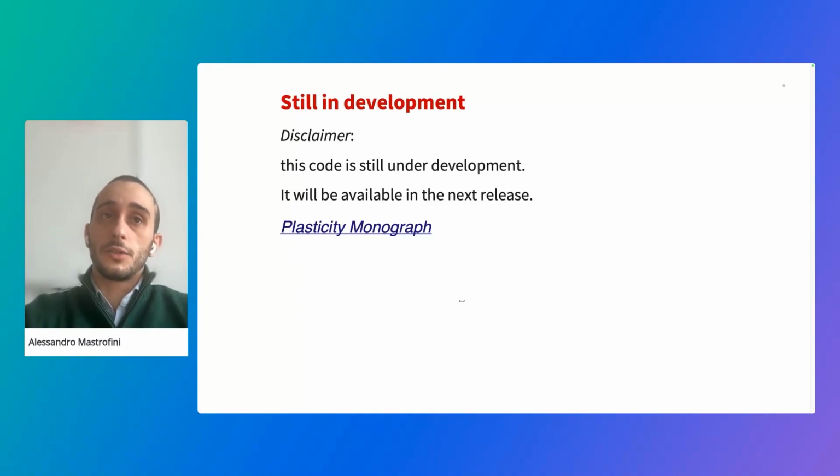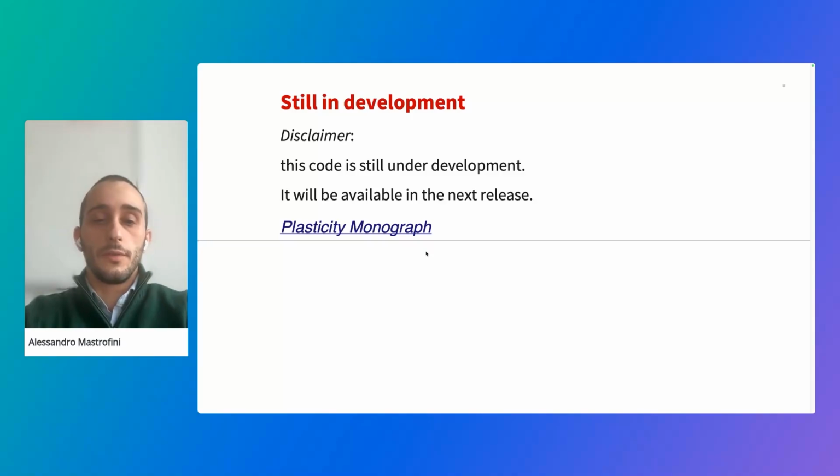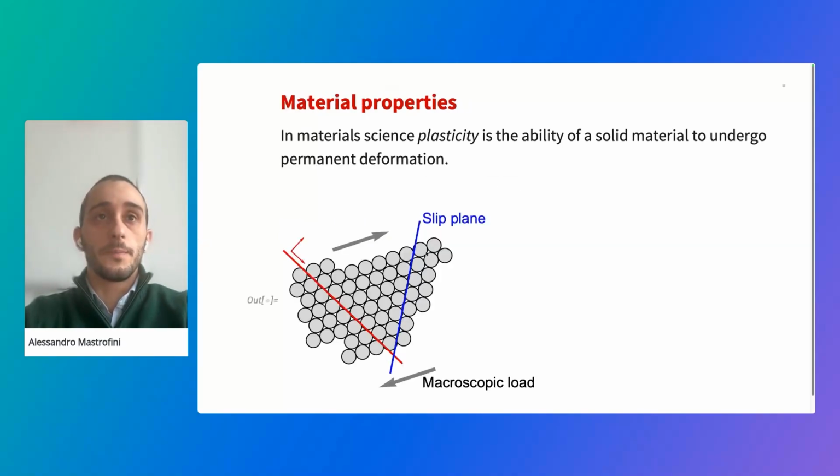As I mentioned before, this is a completely new feature, as well as the monograph, which will be all available in the new version 15. Plasticity is the ability of the material to undergo permanent deformation. This comes from microscopic sliding of the material, thinking about metals, about the different grains and the different metal phases.